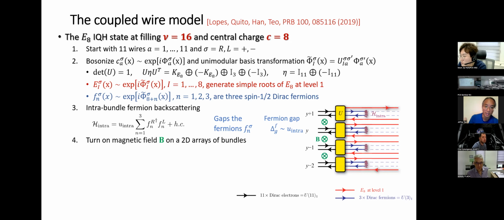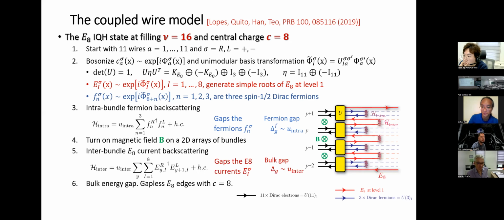So if you have a magnetic field under the Landau gauge, then the left mover on one wire and the right mover on the next wire can carry the same momentum, and therefore backscattering them will not violate momentum conservation in the presence of the magnetic field. So if you introduce the inter-wire E8 current backscattering, that introduces the bulk energy gap.